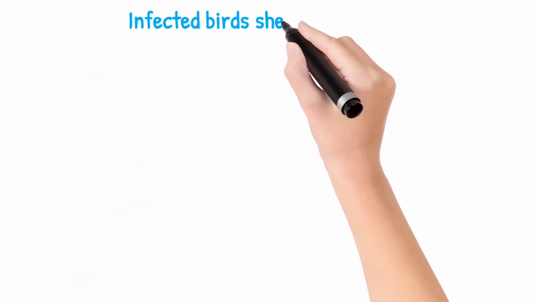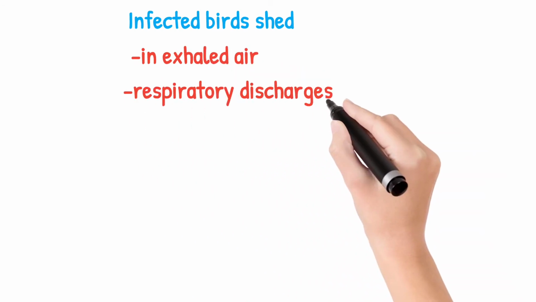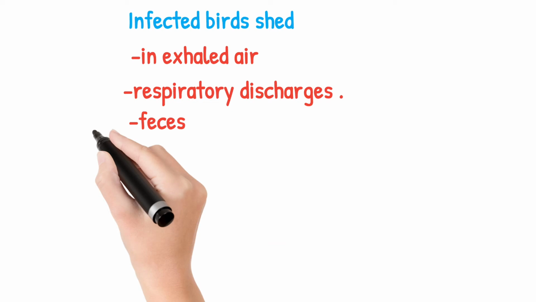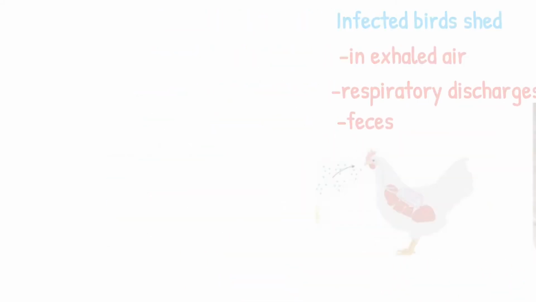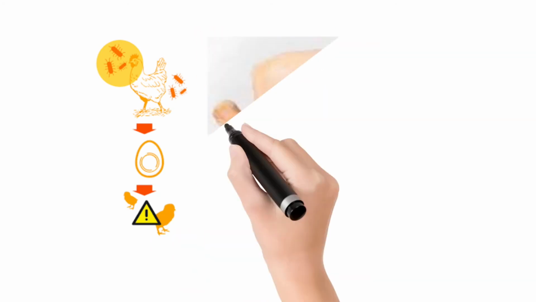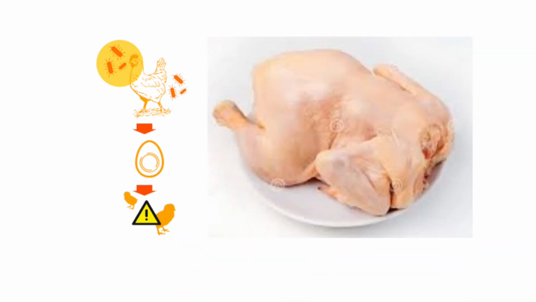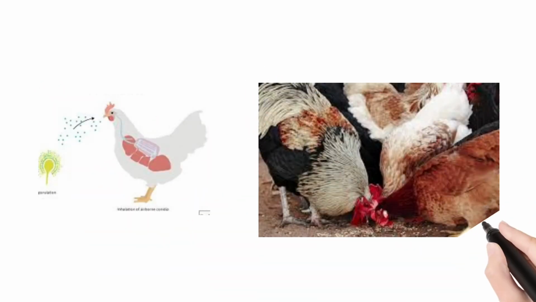Infected birds shed virus in exhaled air, respiratory discharges, and feces. Virus is shed during incubation, during the clinical stage, and for a varying but limited period during convalescence. Virus may also be present in eggs laid during clinical disease and in all parts of the carcass during acute VNDV infections. Chickens are readily infected by aerosols and by ingesting contaminated water or food.